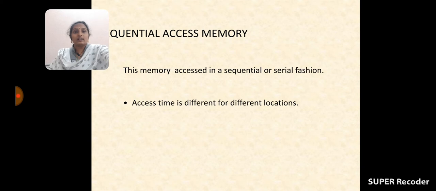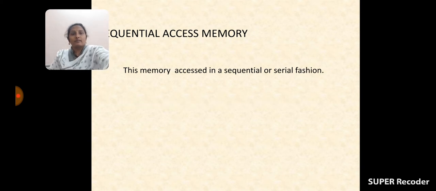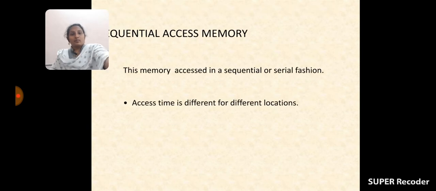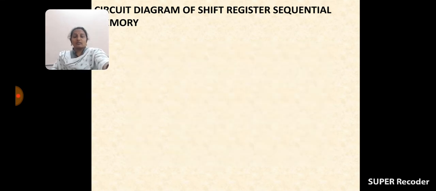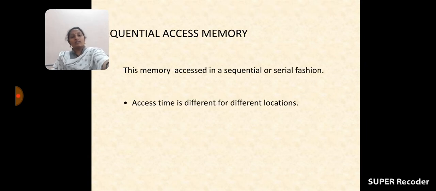In sequential access memory, this memory is accessed in a sequential or serial fashion. Already I said this. Access time is different for different locations. For example, the first register will require 3 minutes, the second will require 6 minutes. Why? Because only after retrieving the contents from the first one can we take the second one. So for accessing register 1 it will require 1 minute, and for the second one its total time is 2 minutes.